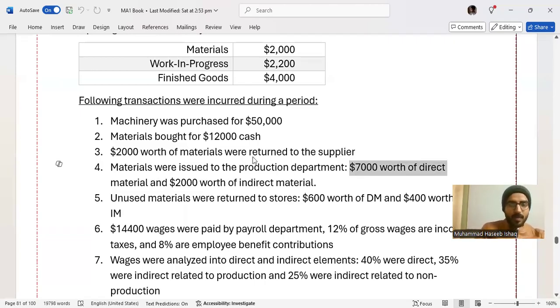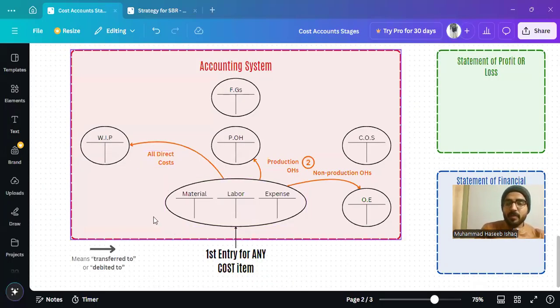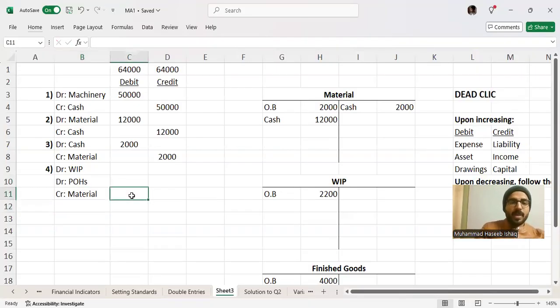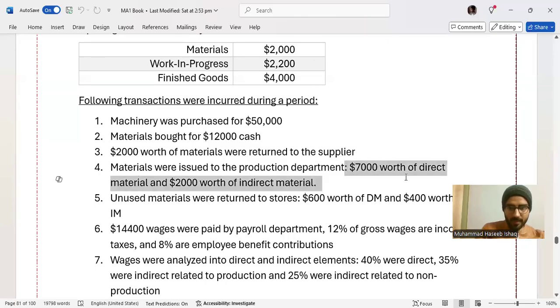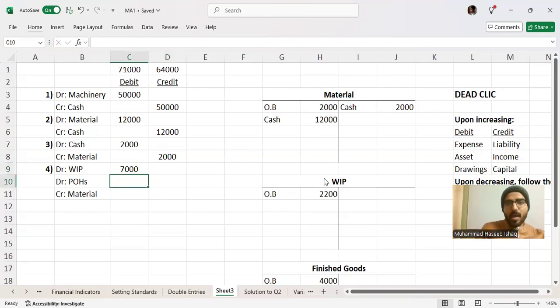So debit production overheads, and then credit. Where is it coming from? Where are all the costs coming from? They are coming from the material account. So we are going to credit the material account. By what amount? The direct material amounted to 7,000, right? This is written in the transaction: 7,000 worth of direct material and 2,000 worth of indirect material. So the amount that we are transferring to the production overhead is the $2,000, and credit material 9,000.